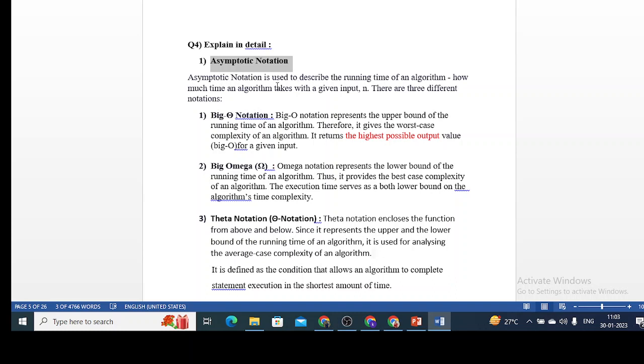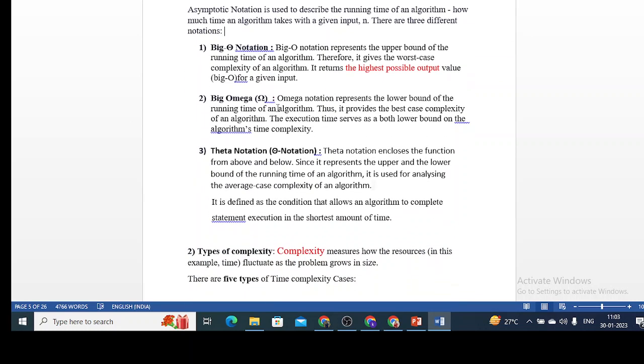Okay, asymptotic notation is used to describe the run time of an algorithm: how much time the algorithm takes with the given input. Now there are 3 different notations. We have big O notation, big omega notation and theta notation.